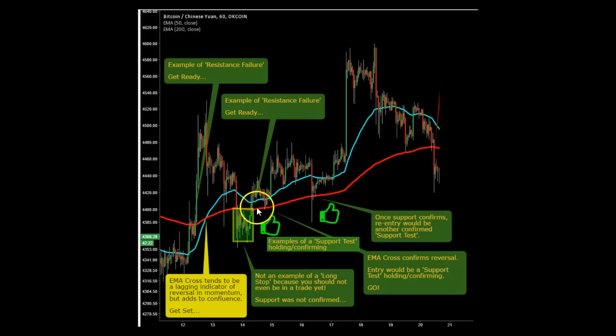I'm not going to talk about targets in this video, but basically your targets would be some sort of horizontal support or resistance. You can see that this is generally the horizontal support resistance line.